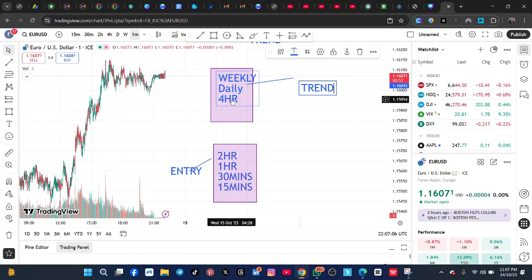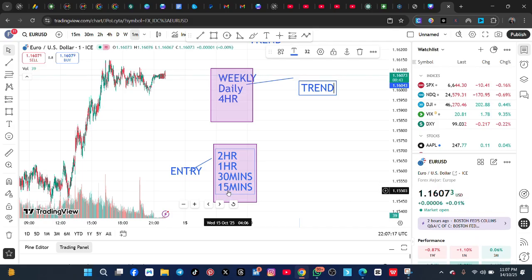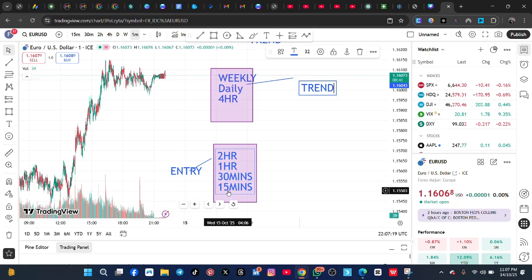Is the trend the same when it's on weekly? Is it the same when it's on daily? Is it the same when it's on 4 hours? All right, and then when we get to the 2 hours, the 1 hour, the 30 minutes and the 15 minutes, that's when you're going to be checking where to actually take the trade. So we're going to be doing that now. Now let's go there.